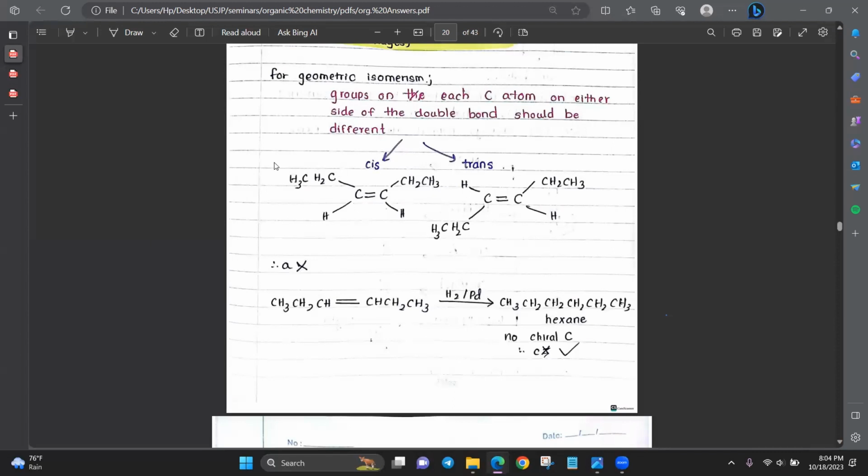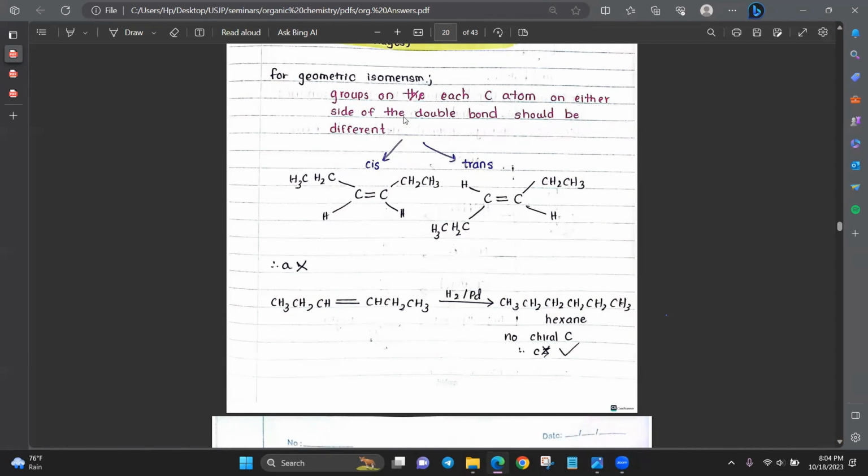Likewise, if this group and this group are the same, even though there is a double bond, it cannot show geometric isomerism. The concept in geometric isomerism is that for each carbon, the groups attached should be different to each other. These two can be the same. The point is this and this should be different, and this and this should be different.